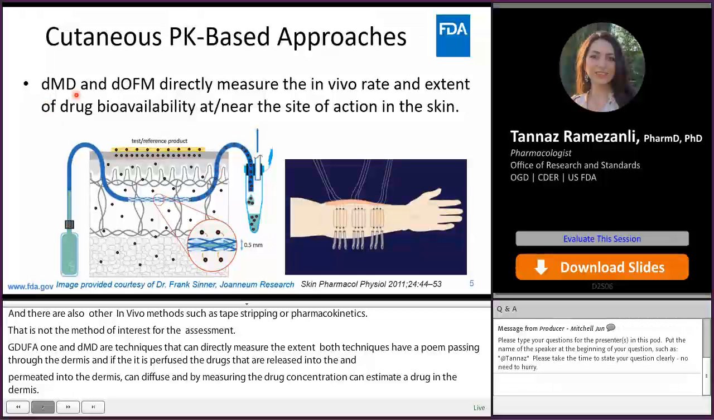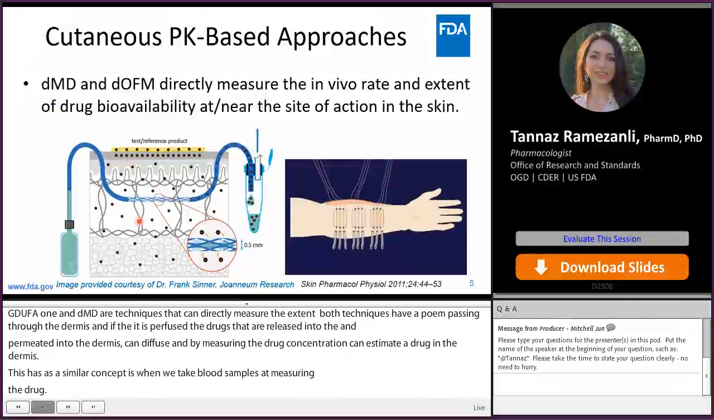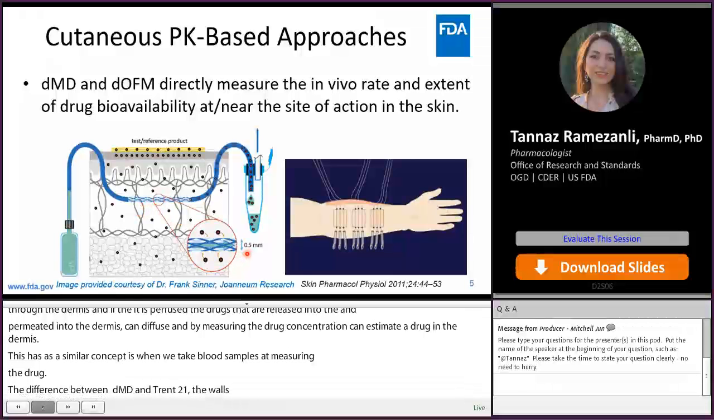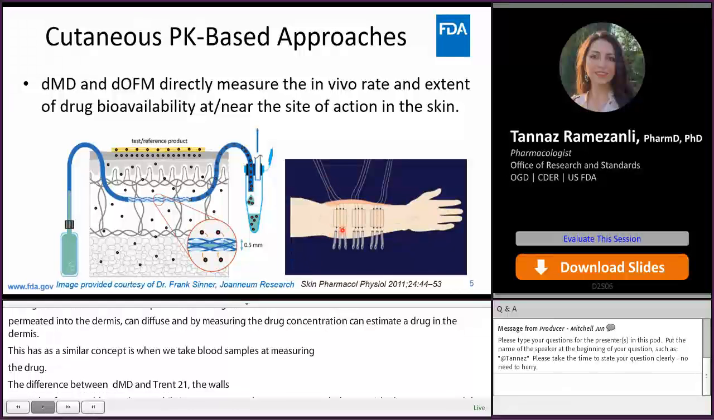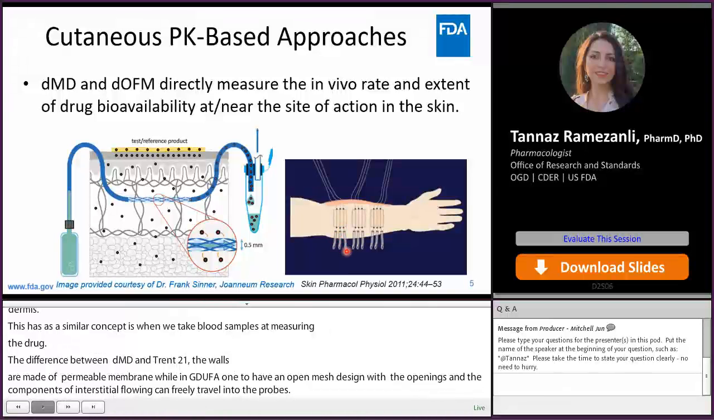The difference between DMD and DOFM is that with microdialysis, the wall of these probes is made of a semi-permeable membrane, while in DOFM, as shown in this image, the wall of the probes has an open mesh design with half a millimeter openings, and the components of interstitial fluid can freely travel into the DOFM probes. This also shows how 3 different microdialysis probes were inserted under each application site, and the samples are collected, and how you can use it to evaluate bioavailability of 3 different formulations simultaneously.